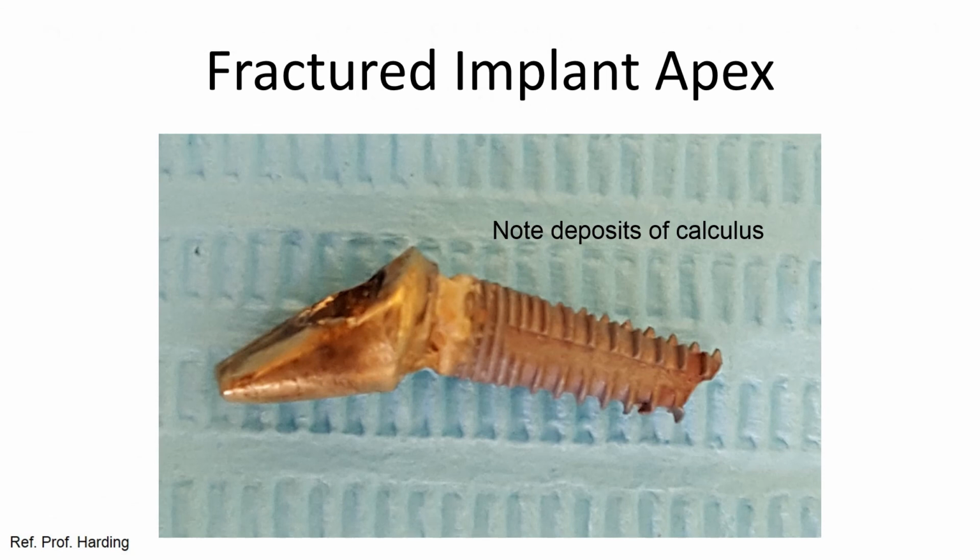Here we can see a fractured implant, and this one has fractured at the apex. This is because this is where the load was being taken, and also because it's the thinnest part of the implant. The thinnest part is going to be the weakest, and as I've said, where you've got a reduced diameter, that's where you're going to get your fracture.